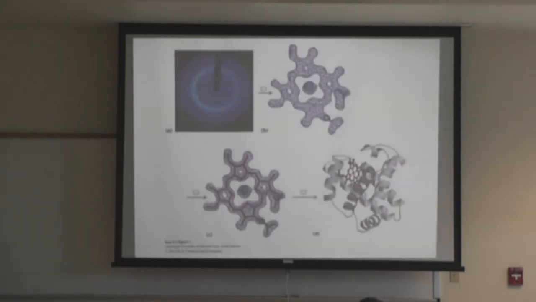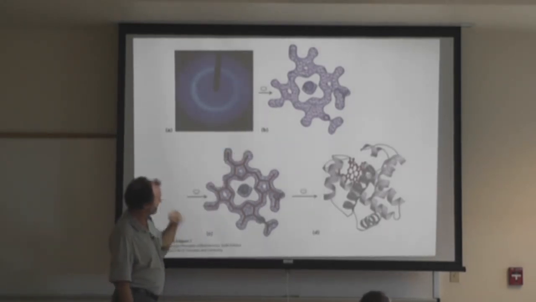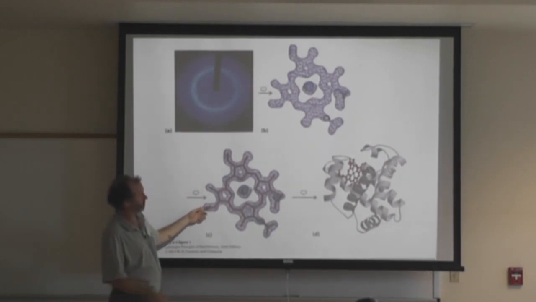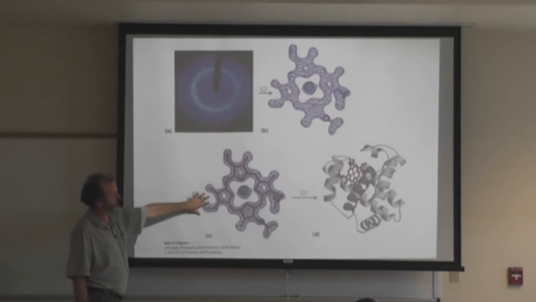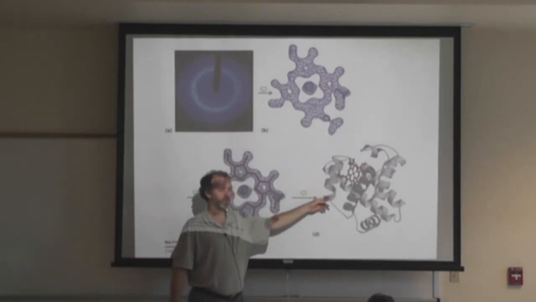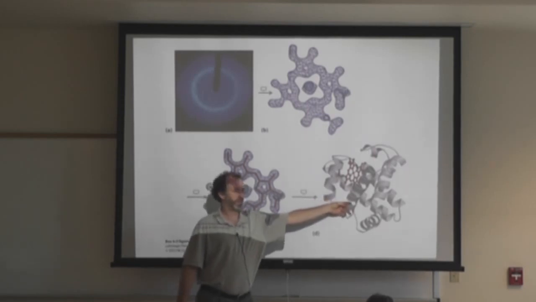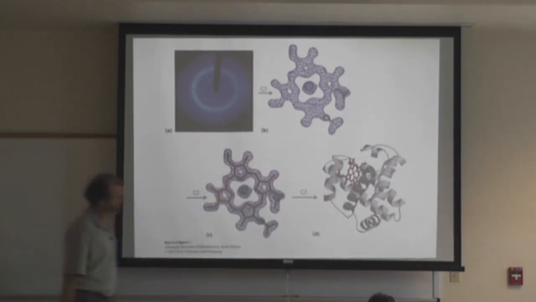And this is the kind of data you get. This is the X-ray diffraction, and then you can piece together the electron density, and with the computer determine the structures, and eventually get these ribbon diagrams. And these are all, do you know what the ribbons stand for? Here? Those are also? Yeah, alpha helices.